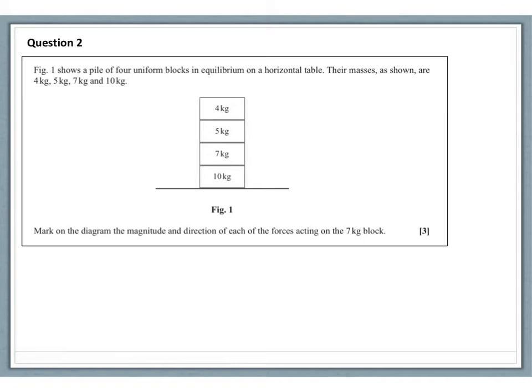Question 2. We have a pile of 4 uniform blocks in equilibrium on a horizontal table. The masses are as shown in the diagram. So we have to mark on the diagram the magnitude and direction of each of the forces acting on the 7 kilogram block. So the 7 kilogram block will have a weight which acts directly on it, which is 7g.